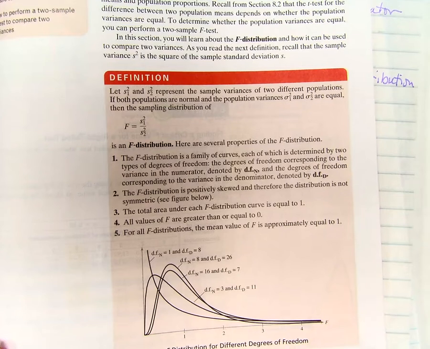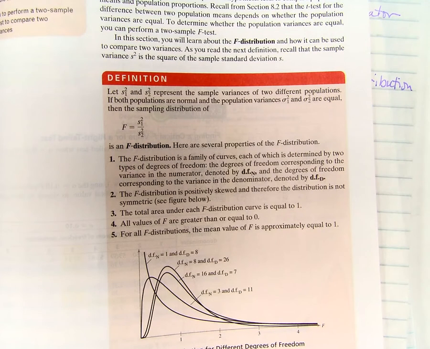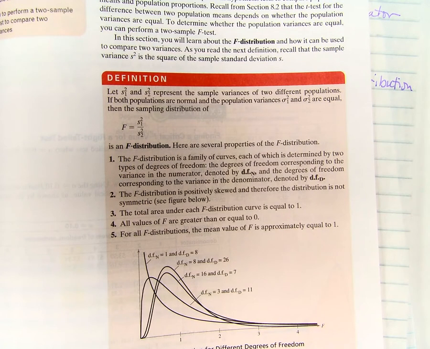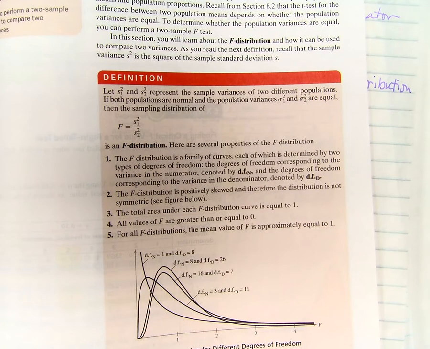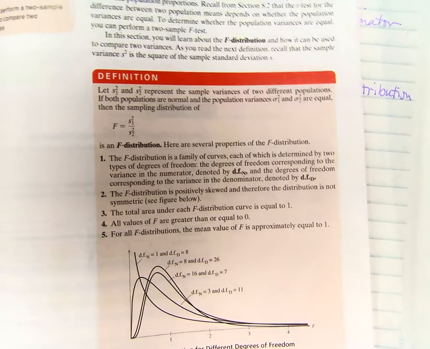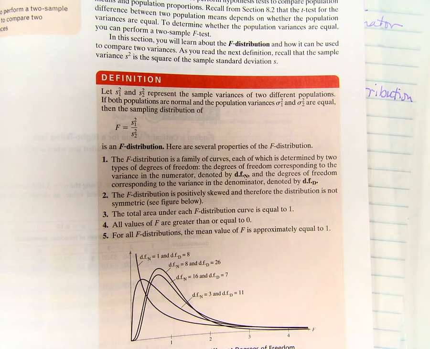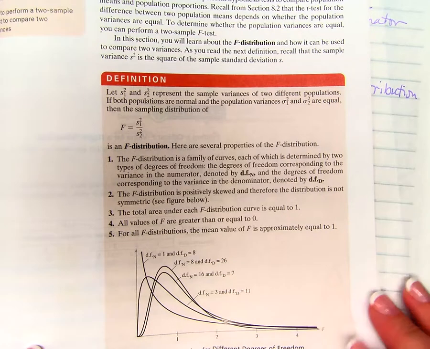Okay, the total area under an F distribution curve is equal to 1. So that's like a standard normal curve that is symmetric. Okay, but this one is not symmetric, but its area underneath it is still equal to 1. All values of F are greater than or equal to 0. So all F values are positive. Okay, for all F distributions, the mean value of F is approximately equal to 1. All right? Okay, so that's some of the first things I need you to know.